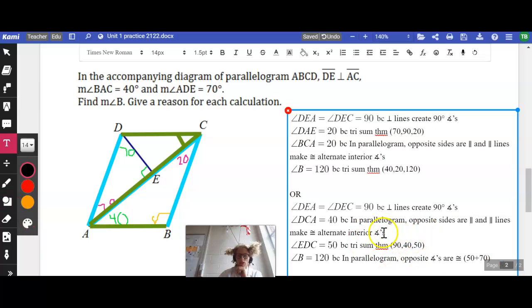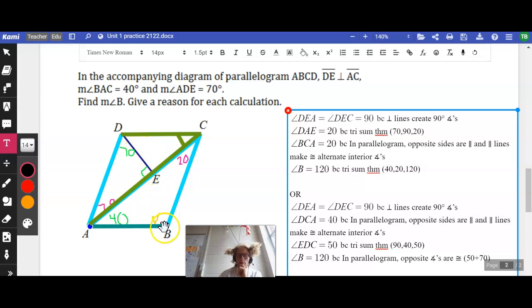Here's the other way that you could have done this. I also forgot to say that those angles were 90 right here, so you do have to put that. So I would say that those angles are 90 because of perpendicular lines. DCA is 40 because in a parallelogram opposite sides are parallel and parallel lines can make alternate interior angles congruent. So this angle would be 40. This angle, EDC, would be 50 because of the triangle sum theorem.